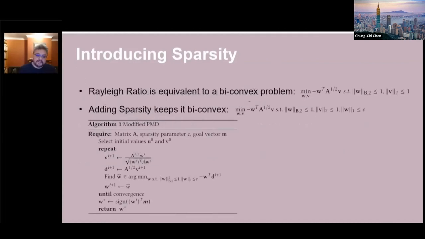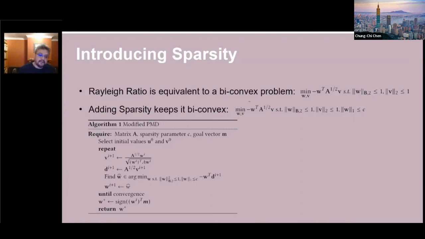Now, we show that the Rayleigh ratio can be rewritten as a biconvex problem. So that means when you're looking to minimize the expression on the right, given W, V, which are two vectors, the expression will be a convex problem in W if V is constant, and it will be a convex problem in V if W is constant. Now that opens us up to a series of standard algorithms to solve these problems, even when we add sparsity in the mix. To W, where W is the asset allocation, we get the same biconvexity property.